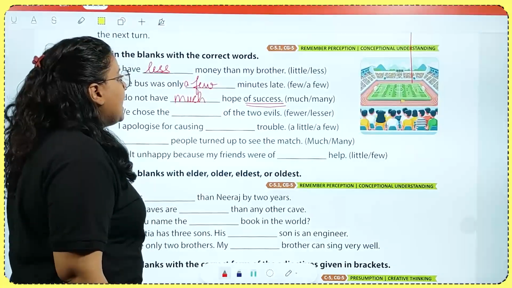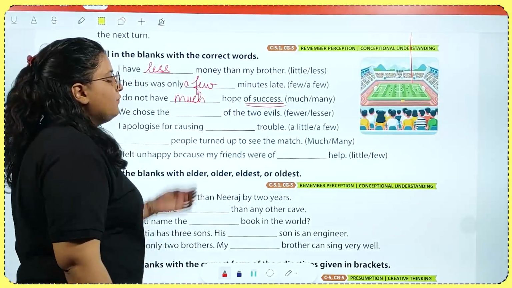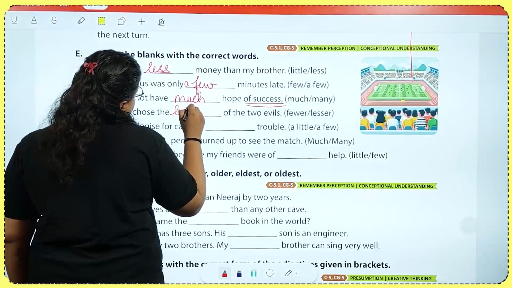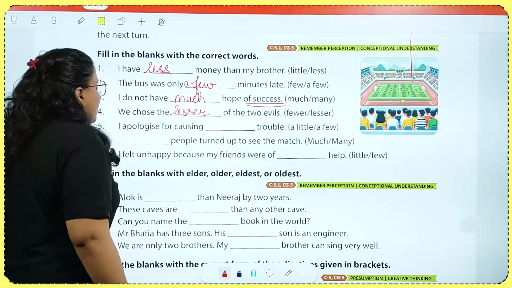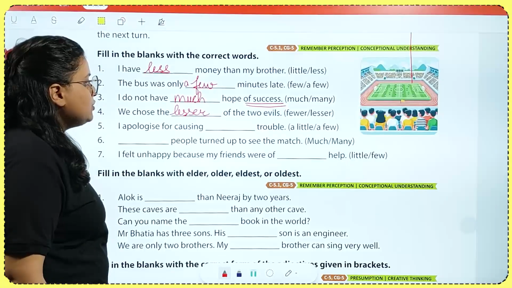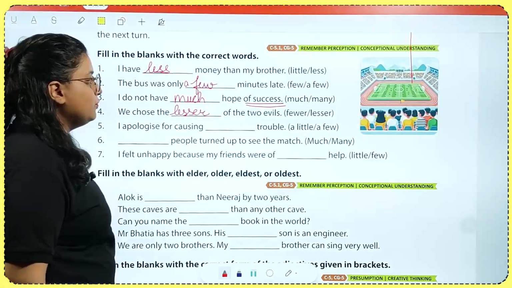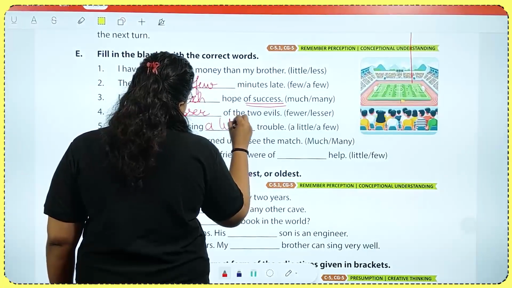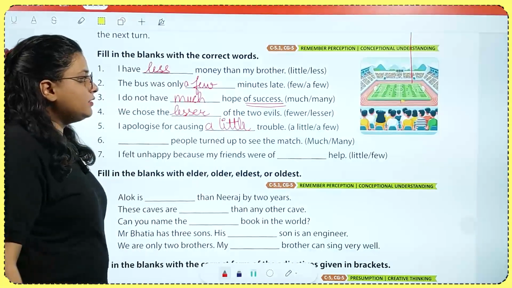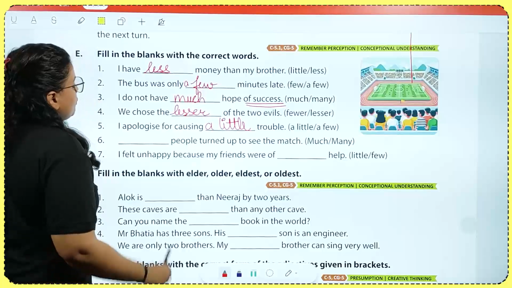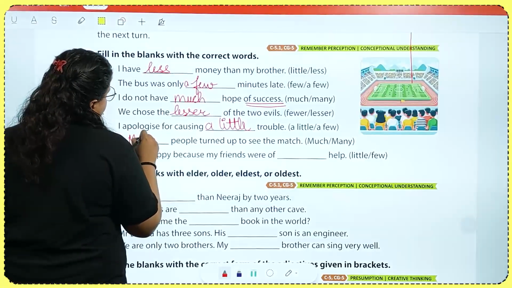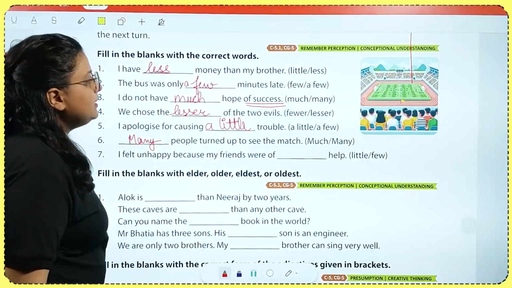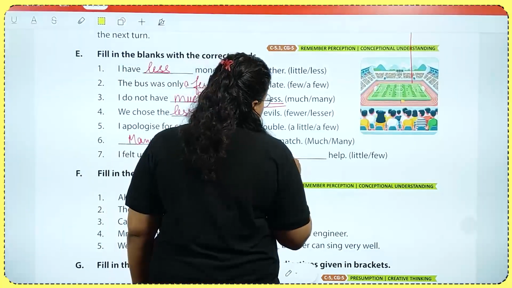We chose the dash of the two evils. Fewer or lesser? Lesser. I apologize for causing dash trouble. A little, a few. A little trouble. Dash people turned up to see the match. So we are talking about people, so we write many. I felt unhappy because my friends were dash of help. Little.